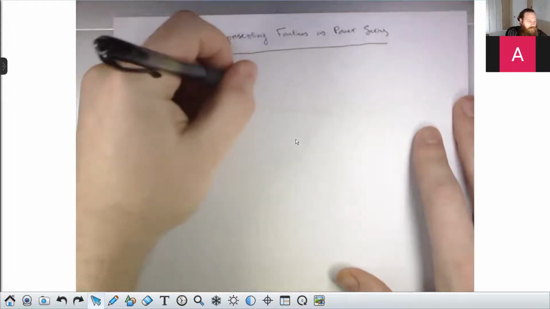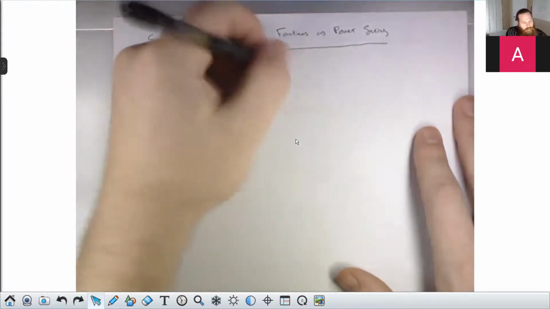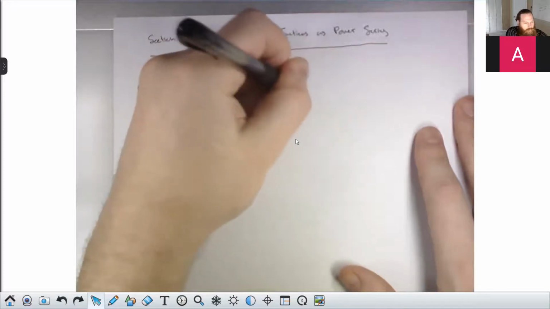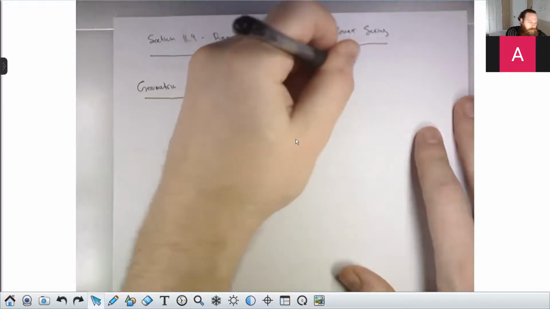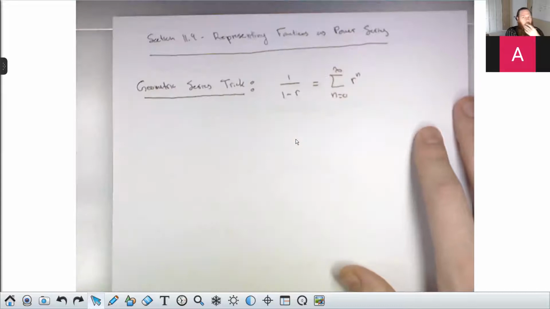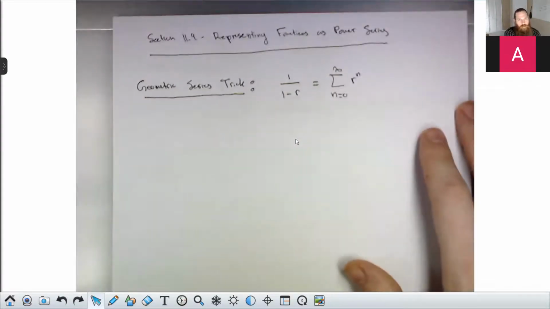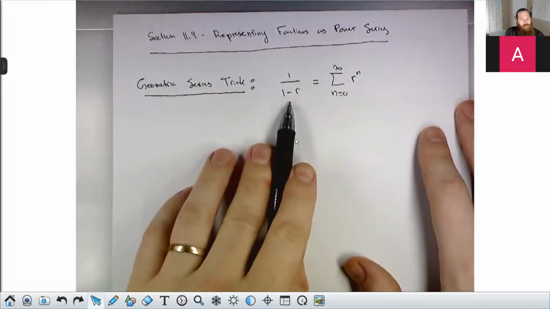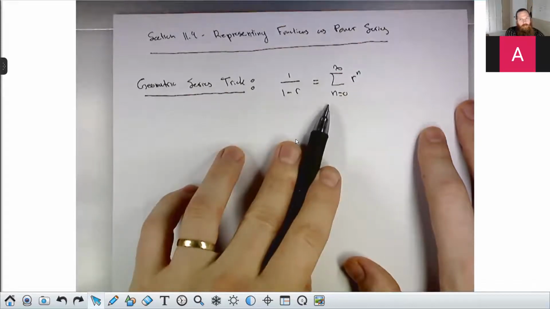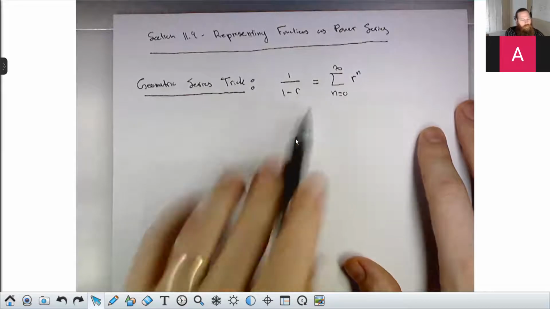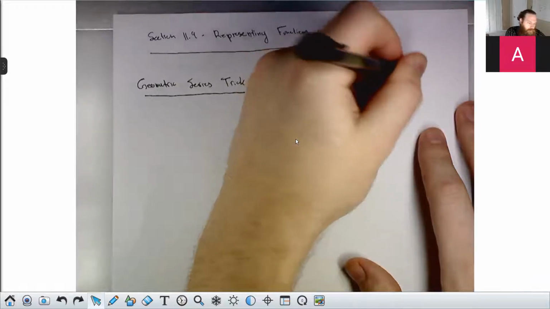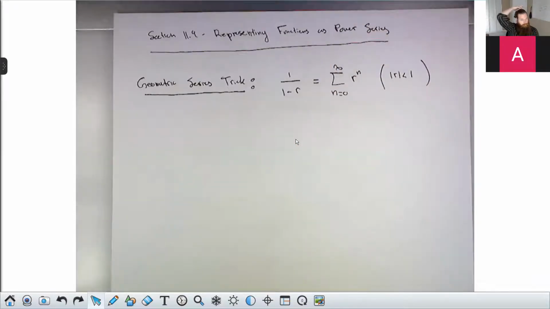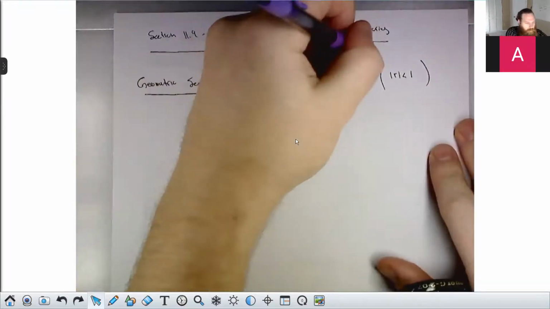Which is really simple. It's the thing you know. It's that 1 over 1 minus r is always sigma n from 0 to infinity r to the n. That is the geometric series trick. So any function that you can write in this form, you can immediately write a power series for. You have to sort out the interval of convergence, which you'll get by solving this inequality. But the important thing is this.